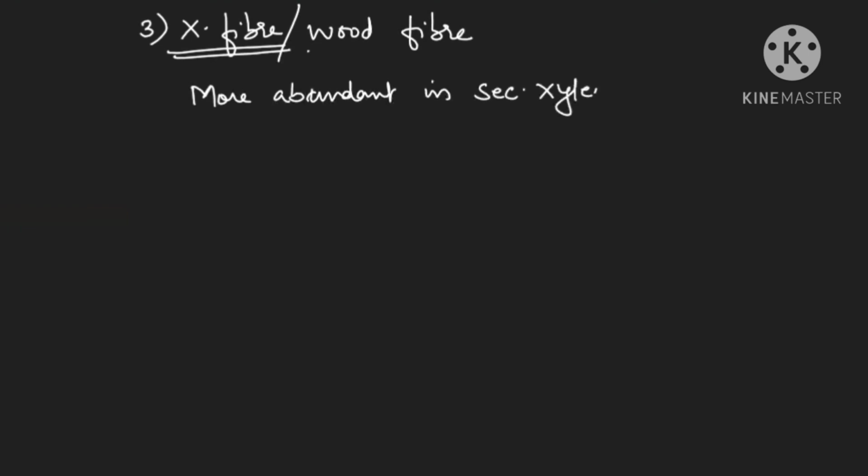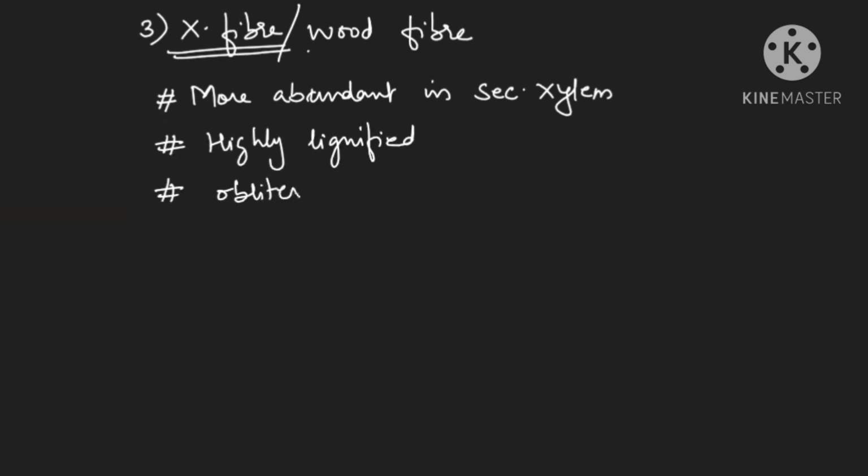The main thing is this, they are highly lignified, and so much lignification is going on that they have an obliterated central lumen. Because of high lignification, they have an obliterated lumen. This is again a question area. So obliterated lumen is present where? It is present in the xylem fiber.